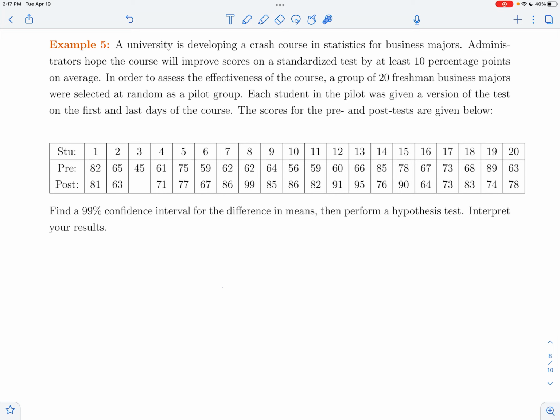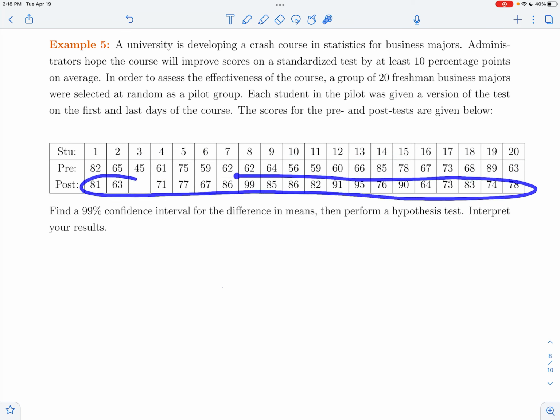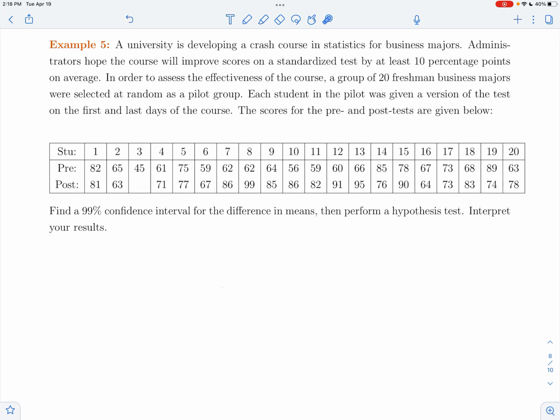So to test that, we did a pilot on 20 freshman business majors. We had them take the standardized test and record their scores before they had the course. And then we had them take and record their scores after they had taken the course. And the goal is to see an average improvement of 10 percentage points or more. And so we're asked to actually find a 99% confidence interval for the difference in means, and then also do a hypothesis test as well. I thought it would be good to practice both.